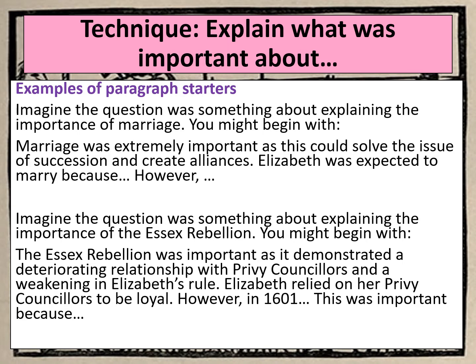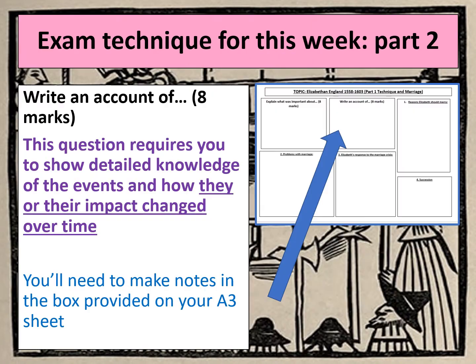If you're answering a question about the importance of the Essex Rebellion, you might say the Essex Rebellion was important as it demonstrated a deteriorating relationship with the Privy Councillors and a weakening in Elizabeth's rule. So you might show how Elizabeth deteriorated in terms of her strength and her power over time, and in particular in relation to the Privy Council. Elizabeth relied on her Privy Councillors to be loyal. However, in 1601, and of course you could talk about some of the impacts of the events of the Essex Rebellion.